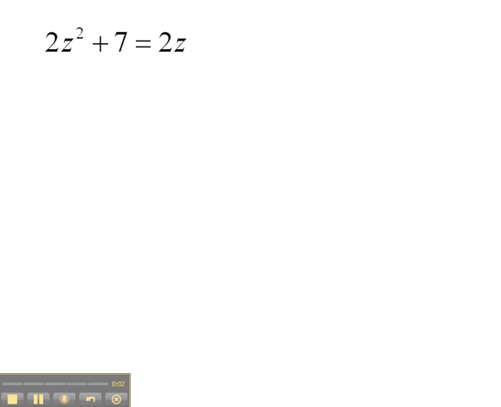Okay, now for our very last one. This one's going to have some very interesting things happening in it also. Now notice that as we get started, we're starting off with our squared, but this z term needs to come over because it has to be in the proper order before we begin. So let's do that first. We'll have 2z squared minus 2z plus 7 equals 0. So not only did I move that over, but I put it in the correct order also.